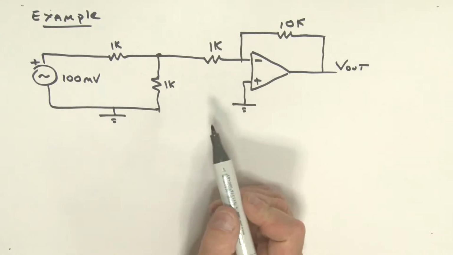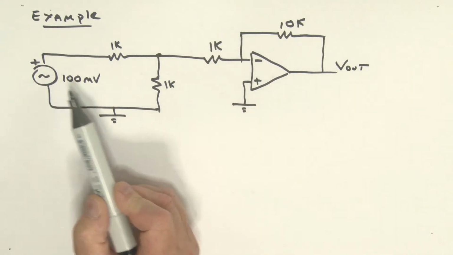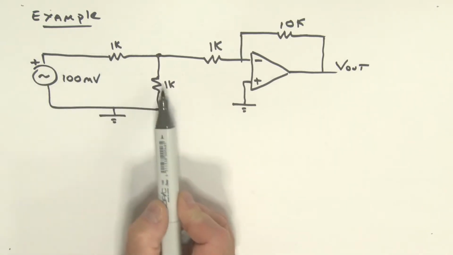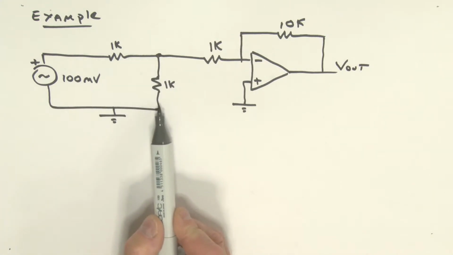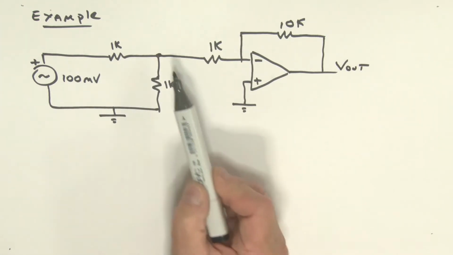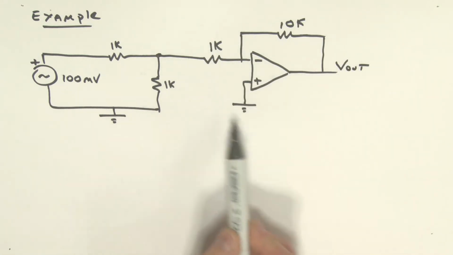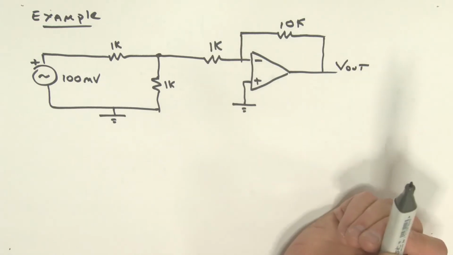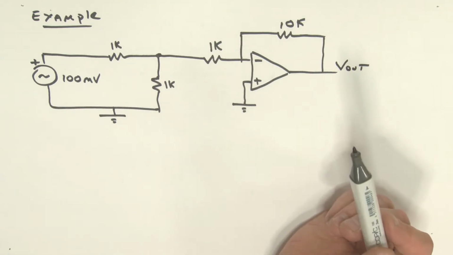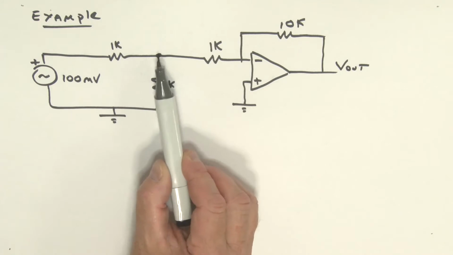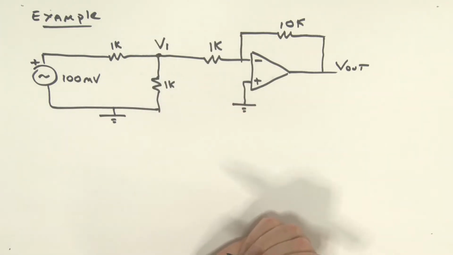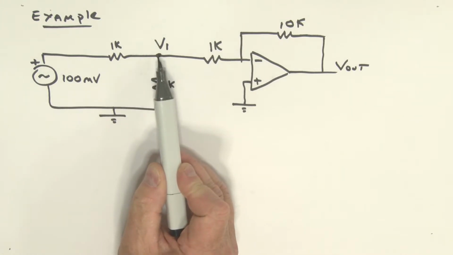All right, let's have a look at this little example over here. What we've got here is a 100 millivolt source. We've got a basic resistor combination here, 1K sitting here and a 1K over here connected to ground, and then we're feeding this into an inverting amplifier. So we've got a 1K sitting here and a 10K sitting over here. Now the first question we might ask is, what is the voltage at this point here? I'll call that, for example, V1. What is that voltage that we're actually seeing at V1?